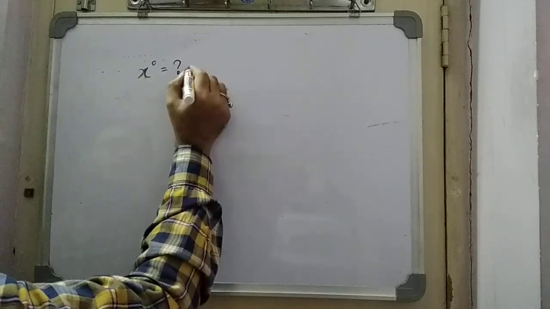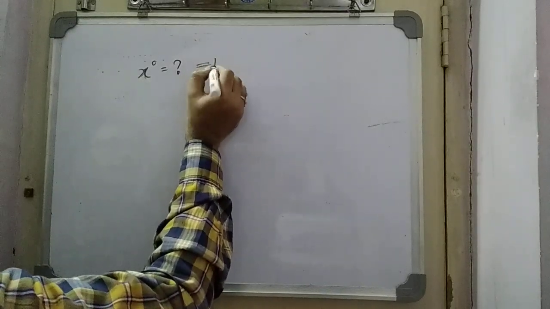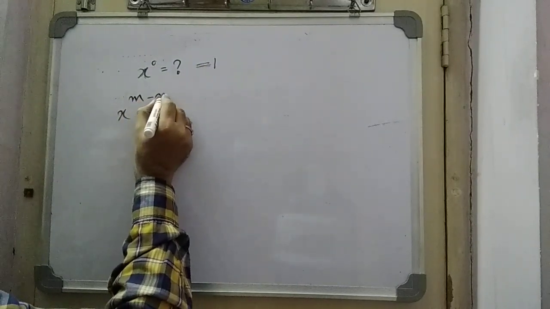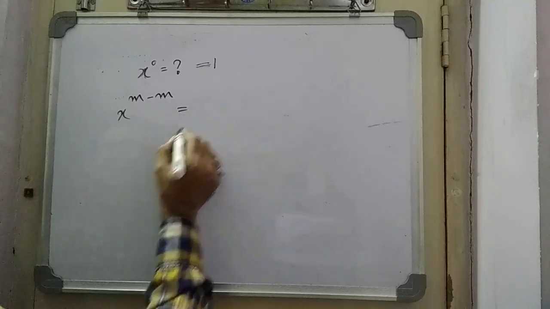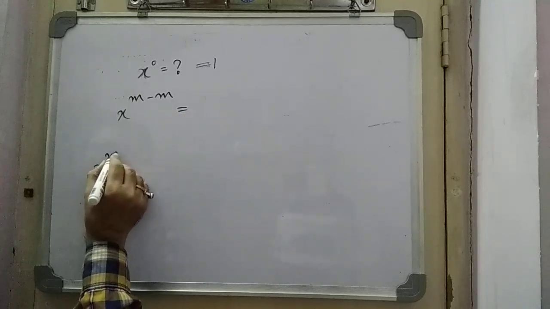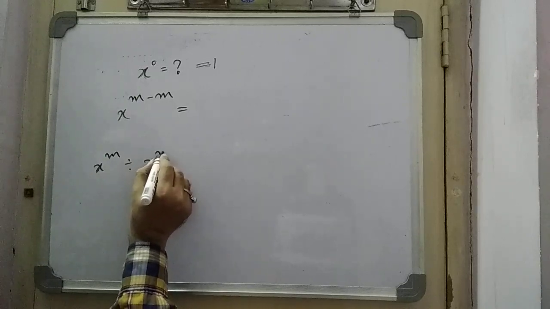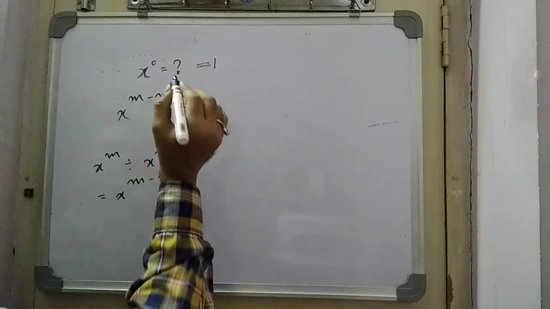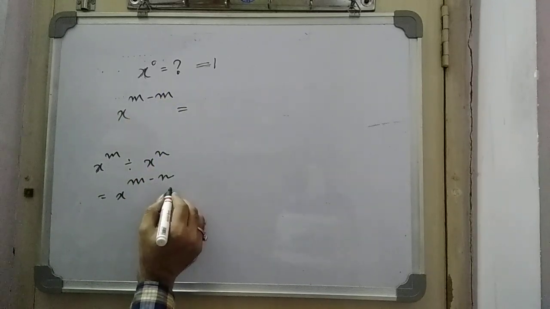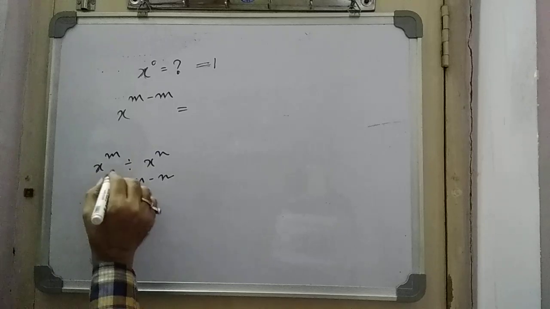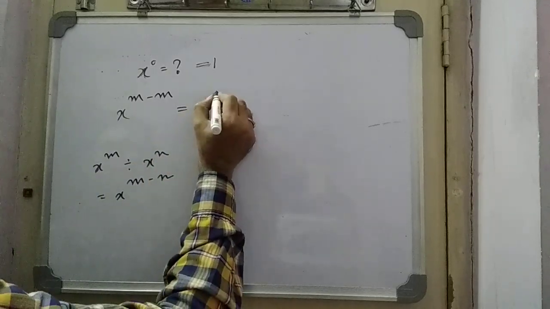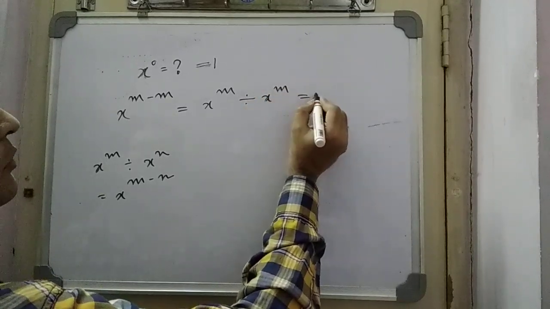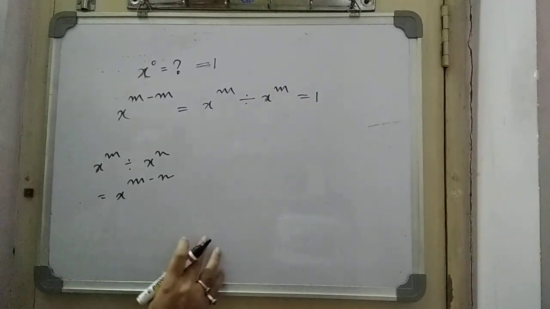Well, actually the value is 1, but how it is 1, we'll prove that. 0 can be written as any number minus itself. So from this property we know this: m minus n in the exponent can be written as x to the power m divided by x to the power n. So here x to the power m divided by x to the power n equals 1. Okay, so this is simple.